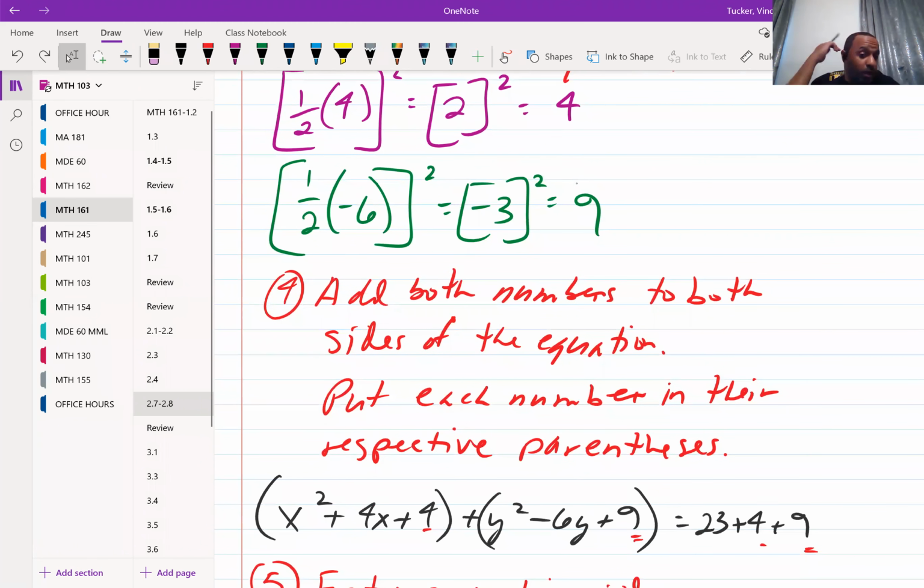So that's what we did right here. X squared plus 4x plus 4, y squared minus 6y plus 9. Then on the right, we have 23 plus 4 plus 9.